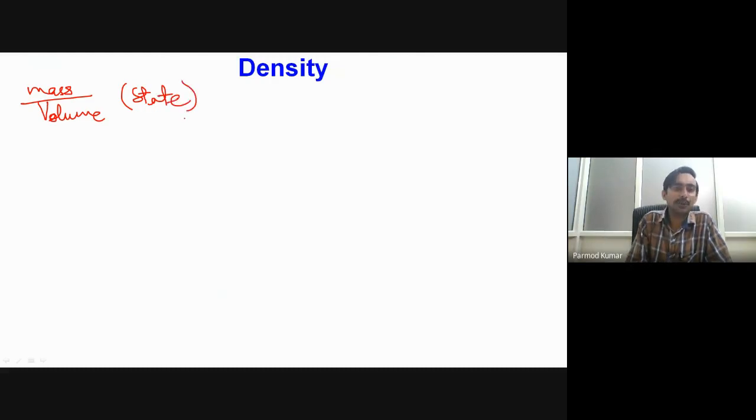So a more appropriate definition of density is mass per unit volume at a given state. The given state may have some condition of temperature and some condition of pressure. Probably in your earlier courses, you might have seen that when we measure the density of a refrigerant or of water at different conditions of temperature and pressure, we have different values of density. That's why it is very important that while defining density, we should say mass per unit volume at any given thermodynamic state. We should also represent that particular thermodynamic state.